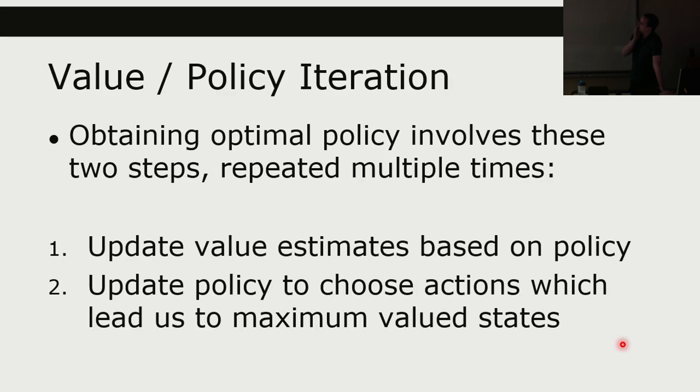So what we will look at is that we've got some values, then we update our policy, and then the point of reinforcement learning, or one of the ways we do reinforcement learning, is to then take that updated policy, use it, then update the values, right? And then we look at the values, we update our policy, we use the policy to update the values, and this is an endless cycle. So obtaining an optimal policy involves these 2 steps repeated many, many times. So we update the values based on actions taken from the policy, and then we update the policy to choose the actions which lead us to the maximum valued states.